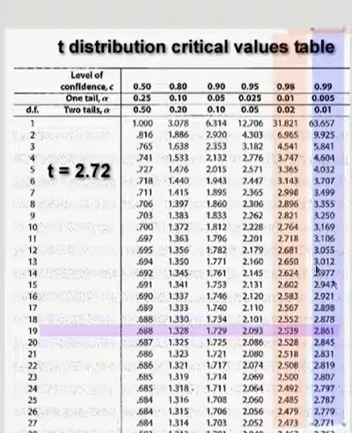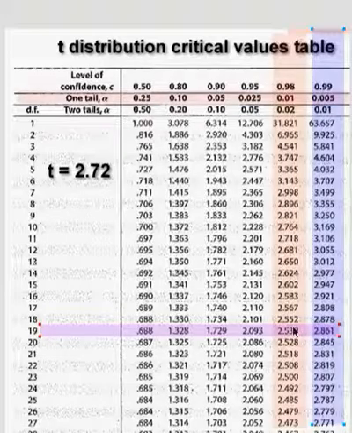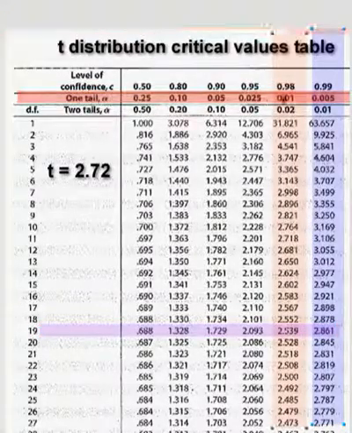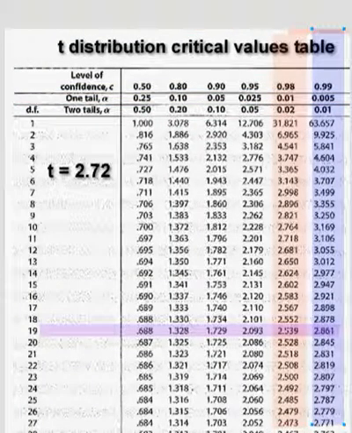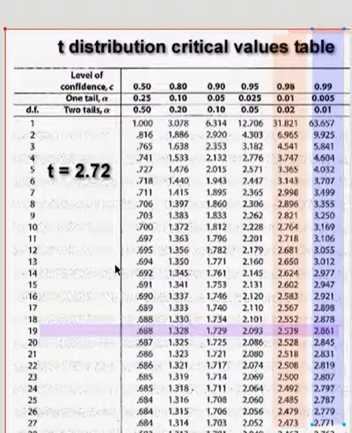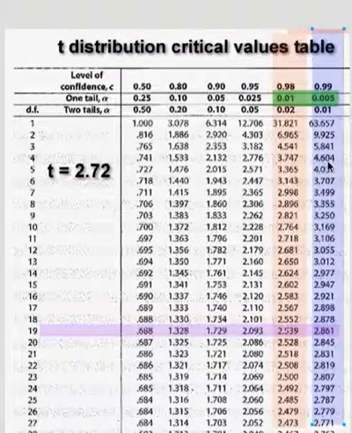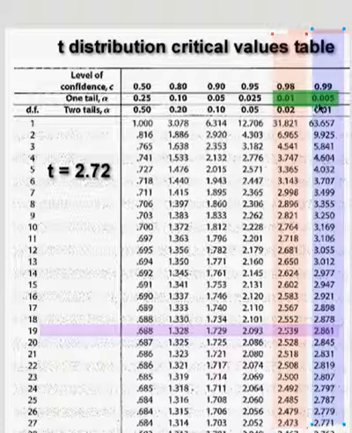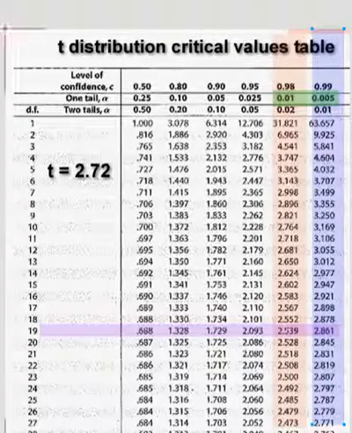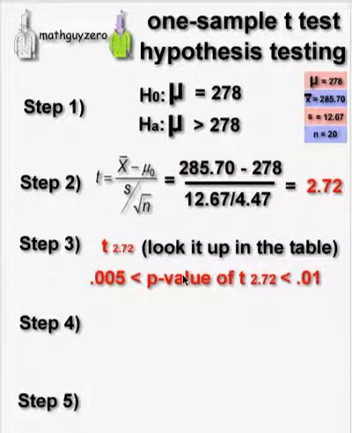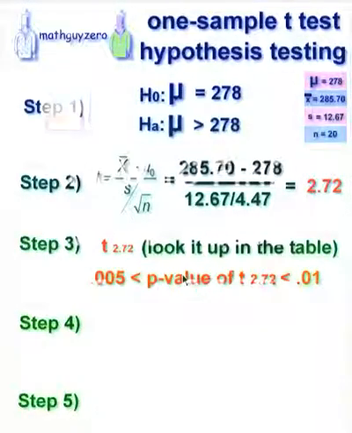You just follow it all the way up until you hit the one tail level because it's a greater than. So the p-value for 2.72 is, you just follow it all the way up here. It's going to be between 0.01 and 0.005. Now normally what I do is just simply give it a value so it's easier to work with. I'm just going to call it 0.008 because that is between 0.005 and 0.01.